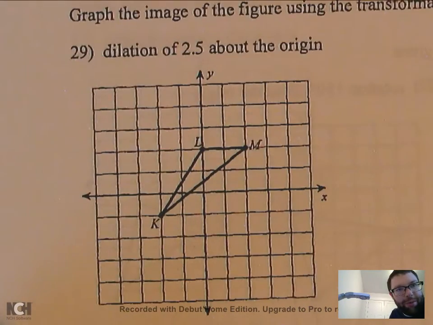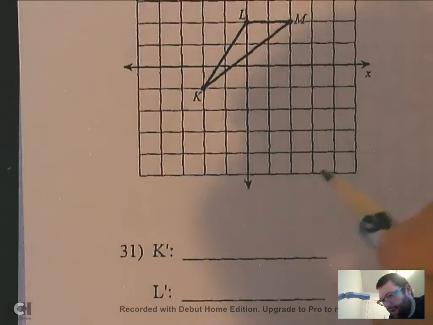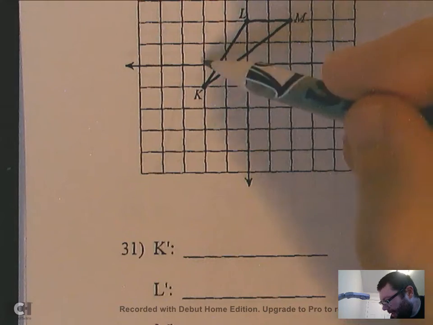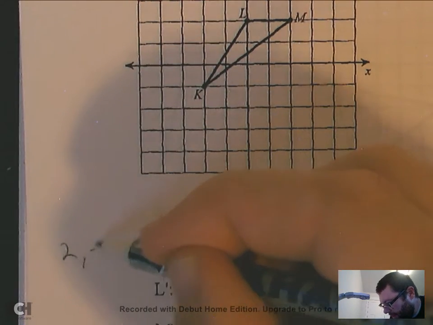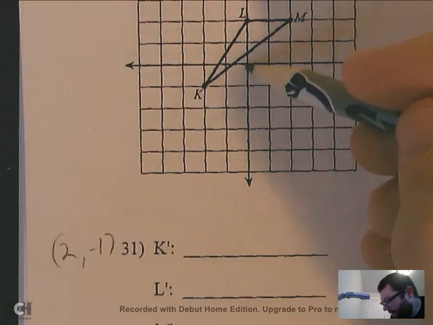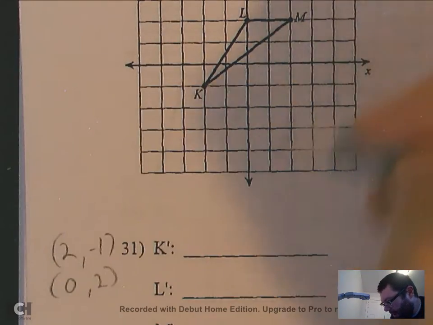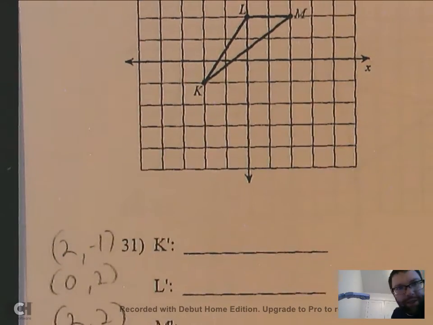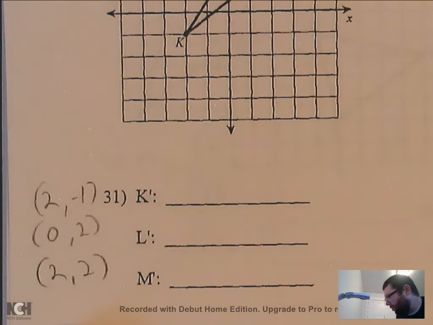So this time we're going to dilate by 2.5. So this is going to grow the shape. But I'm going to just, again, write down the original ordered pairs first. So K is at negative 2, negative 1. L is at 0, 2. And M is at 2, 2. Just like the ballerinas, right? Now we're going to multiply those by 2.5.